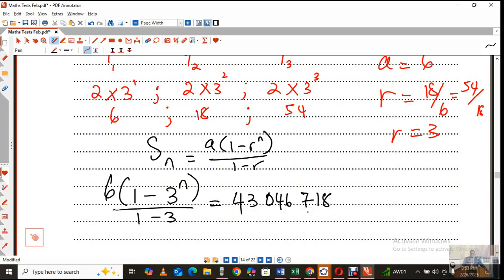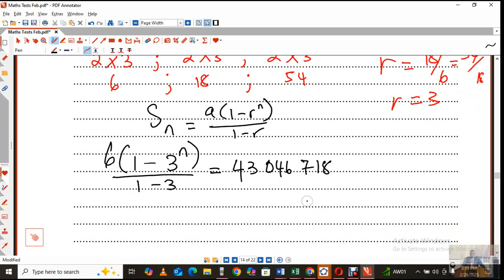46,718. Do a little bit of manipulation here. Now, if you were to do this, 1 minus 3 is negative 2. The negative 2 into 6 is negative 3. So I'm going to do this. 1 minus 3 to the n is equal to that horrible number.